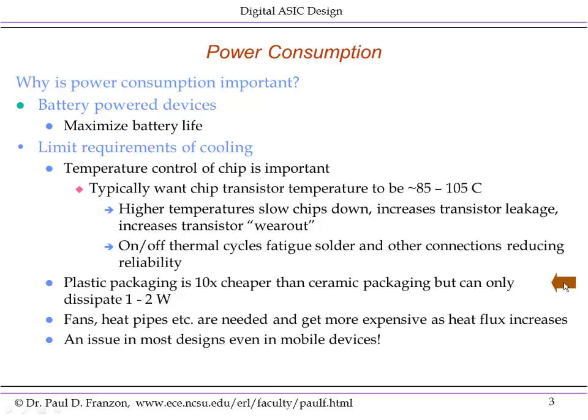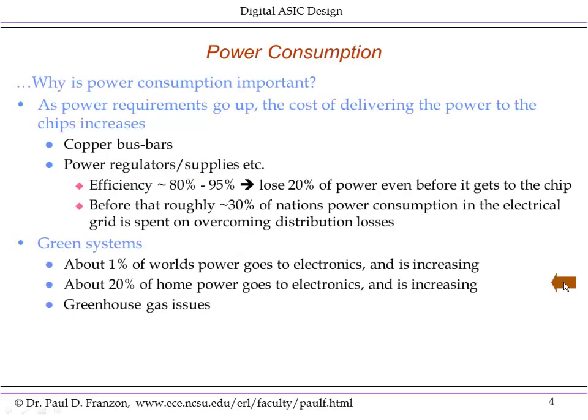So given that we want to keep our chips to 105 degrees C in the case of desktop processors, the 85 degrees C is for memories, and we don't want to spend a lot of money cooling it, it constrains the amount of power we can consume in the chip, both at peak and on average.